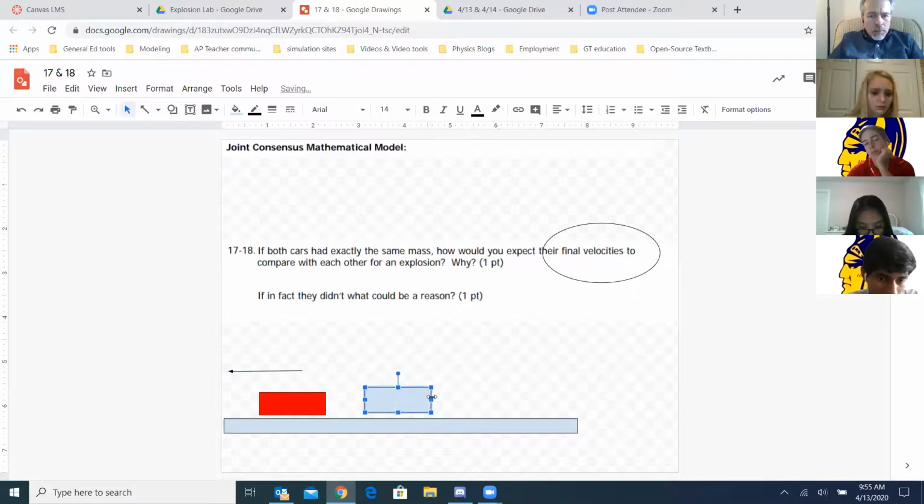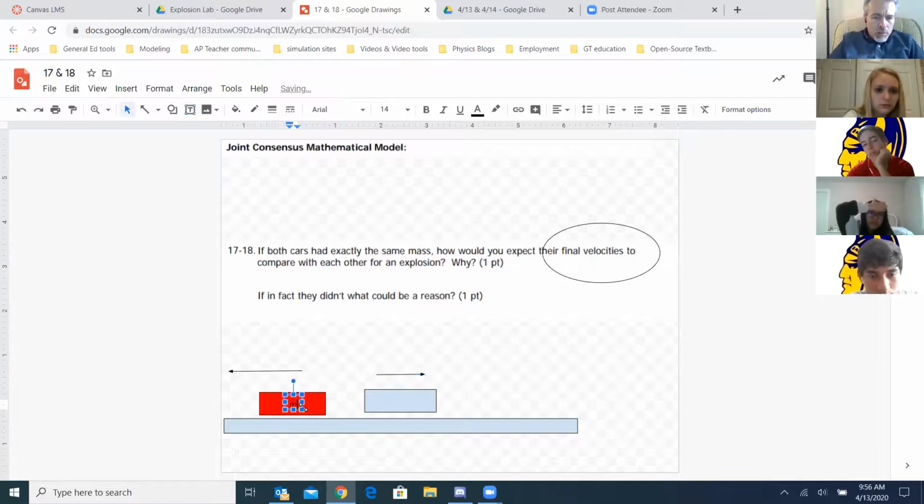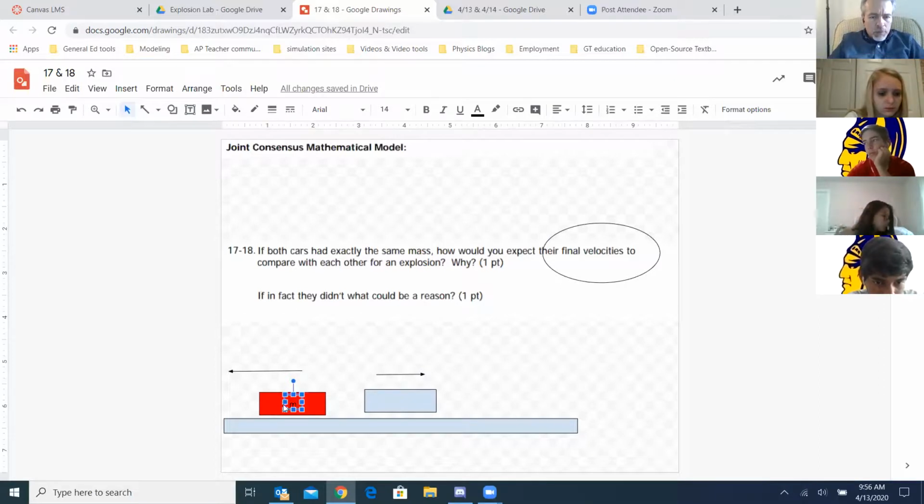Hopefully they look about the same size. We're going to say they're the same mass. Can't get them exactly. There we go. And it turns out when you do this, they don't have the same speed. Let's say the blue one's slower. They have the exact same mass though. So here's a mass M, and this is also mass M. If I can copy and paste it. So they have the exact same mass.